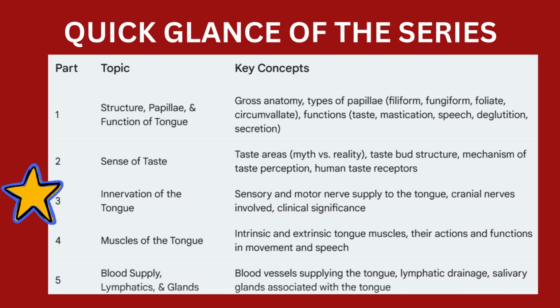And with that, we have come to the end of this video, which is the third in our part 5 series on tongue. In the first two videos, we covered structure and anatomy of the tongue, different types of papillae and the sense of taste. And in this video, we have looked at the innervation. So what's coming next is the muscles of the tongue and blood supply, lymphatics and glands.